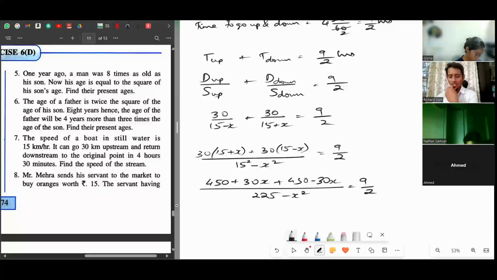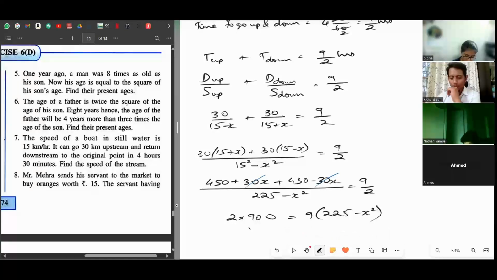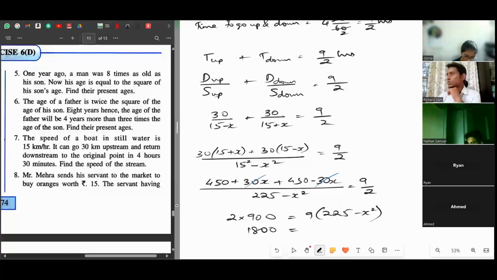Okay, so here you will cut plus 30x minus 30x and then cross multiply. So 2 into 450 plus 450, that is 2 into 900, is equal to 9 into 225 minus x square. So that's 1800 is equal to, what is 225 times 9? 2025 minus 9x square.